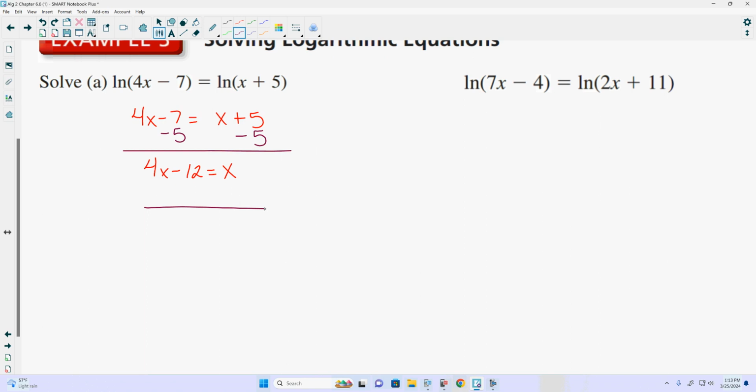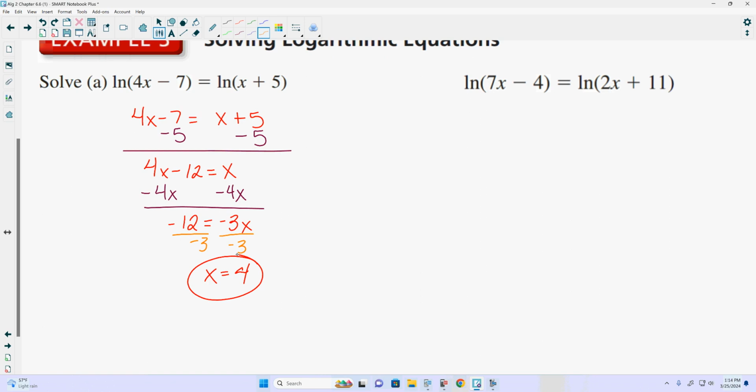Now, since we don't have x to an exponent, we don't need to get it equal to 0. So we can move the 4x to the other side by subtracting it, telling us negative 12 is equal to negative 3x. What can we do next? We divide both sides by negative 3, because negative 3x divided by negative 3 would be x. Negative 12 divided by negative 3 is 4. Negative divided by negative is a positive.